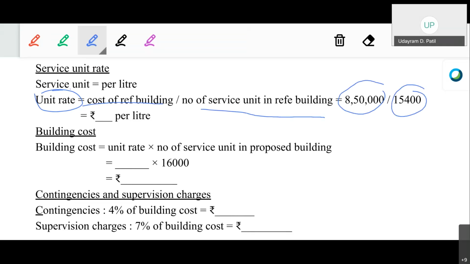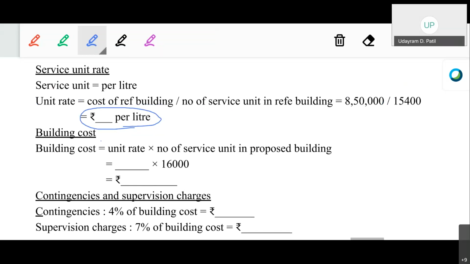So calculate the cost per liter, or the unit rate, that is the rupees per liter. Okay, this is a fairly simple example. This type of example is most often asked in the end semester exam. Okay, in the end semester exam, out of 60 marks, a simple example worth 4-5 marks is given to you. A straightforward example, no extra calculations are there.